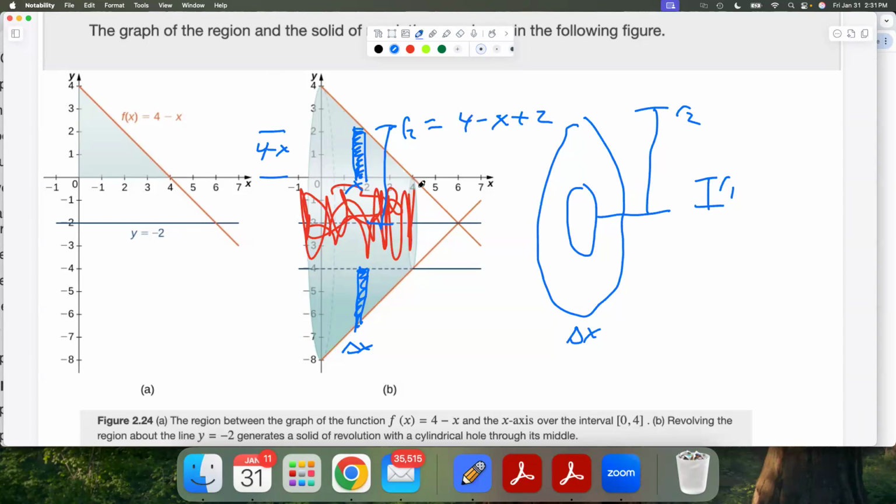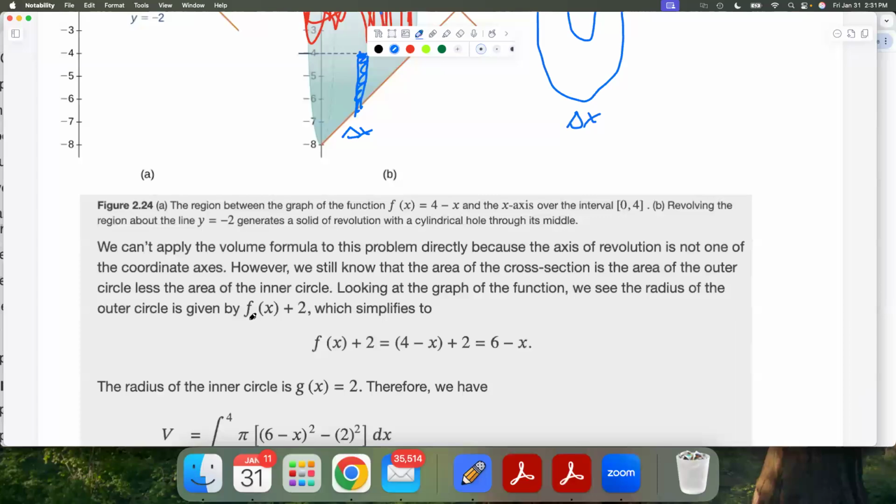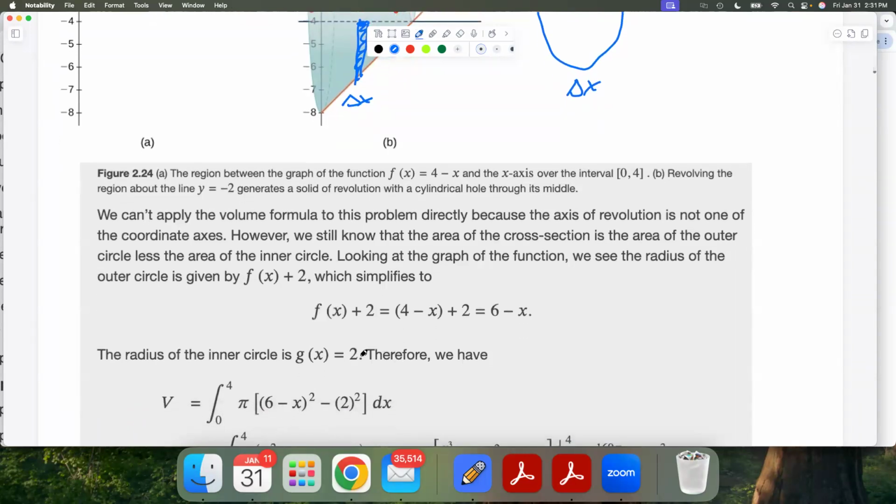What about my inner radius? That's just here. That's this distance here, what we've been calling R1. Right there, that distance, the distance for the cavity. That's 2. So like in the formula, it's pi times f squared minus g squared dx. F here is not the top. It's not the outer radius. The outer radius is f plus 2, and the inner is 2.